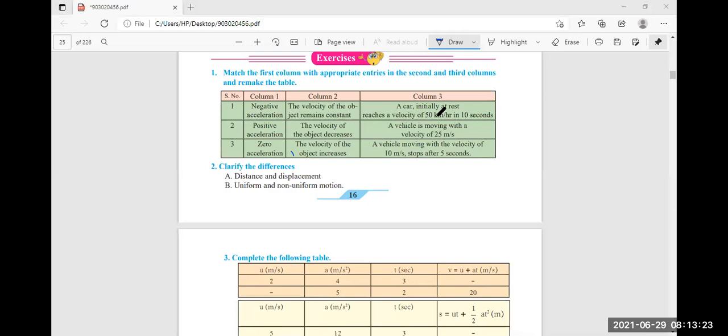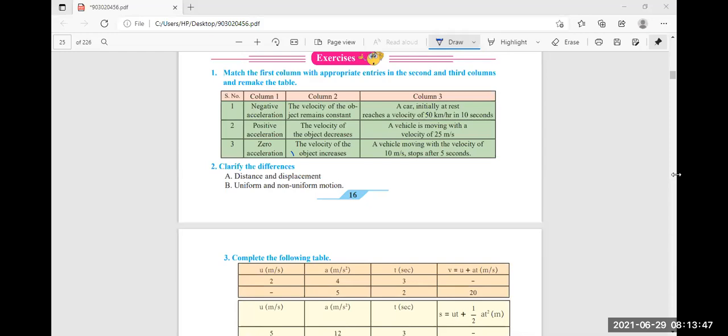Okay, until then, uniform motion: it makes the same displacement in equal intervals of time. Non-uniform motion: it covers uneven distance in equal intervals of time. Okay. Now, second, Siddhika Jagtap wants to tell something.